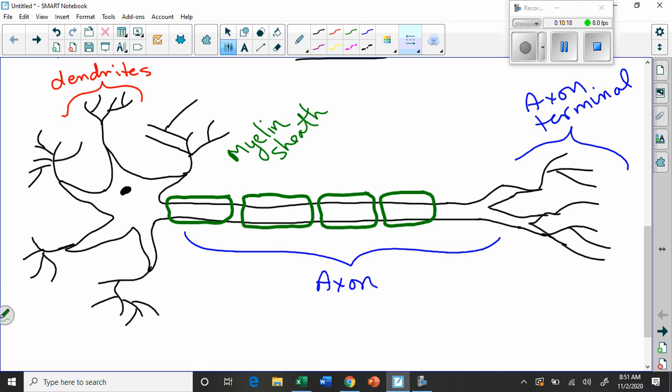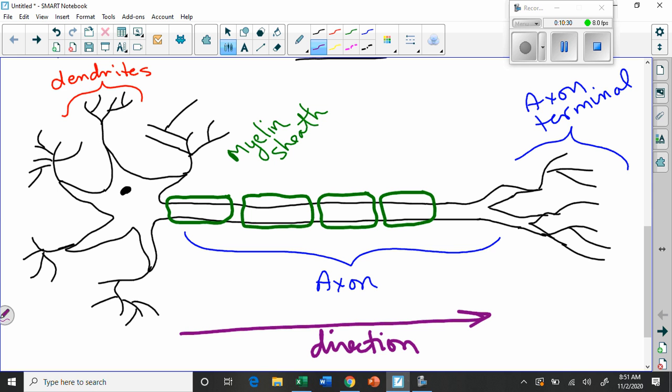So essentially, it's important for us to know that the direction of the nerve impulse is this way. This is how the nerve impulse travels. It travels from the nerve cell body down the axon to the axon terminal, which would then connect up with another neuron. So in a minute, I'll draw another picture that's smaller, showing you that connection.